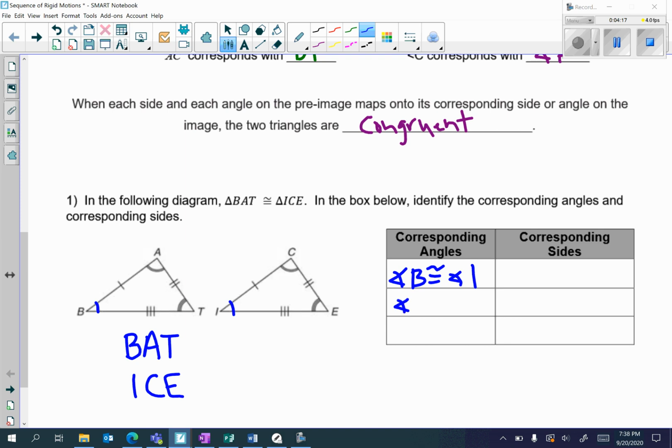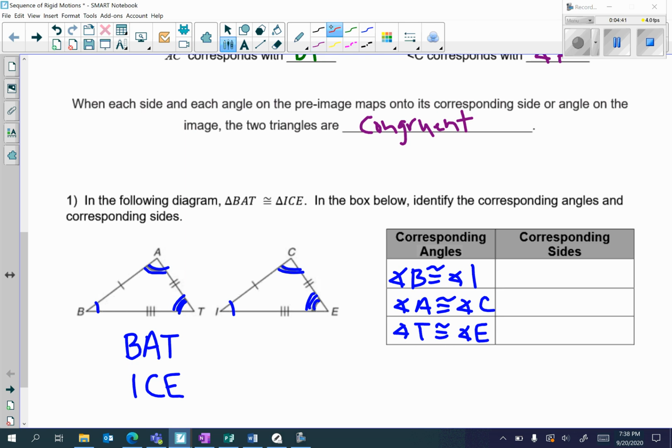Angle A is congruent to angle C. They correspond to each other, and there are two arcs in A and C. Finally, angle T is congruent to angle E. They correspond to each other, and there are three arcs showing congruence.